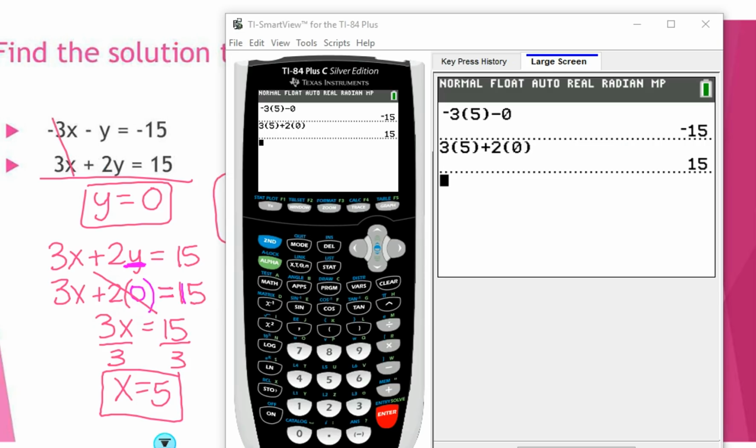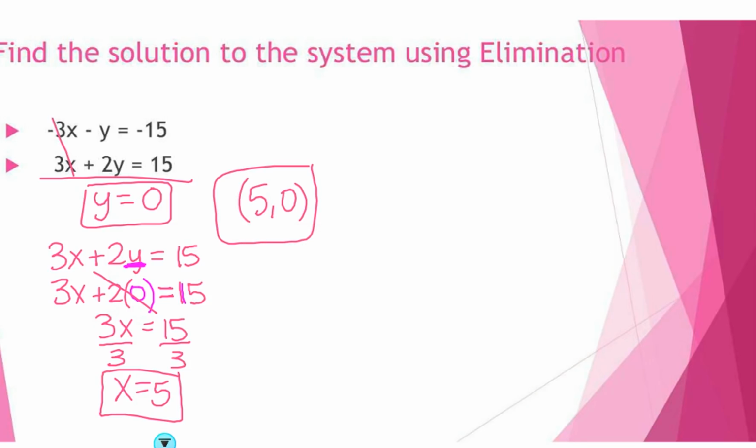Alright, if you're picking back up with me, you should have paused and tried this problem out on your own. You should have ended up with the solution 5, 0. Here it canceled out really nicely. 2y and a -y is 1y, and then our 15's canceled out. Take that 0, plug it into y, and I got x equals 5.